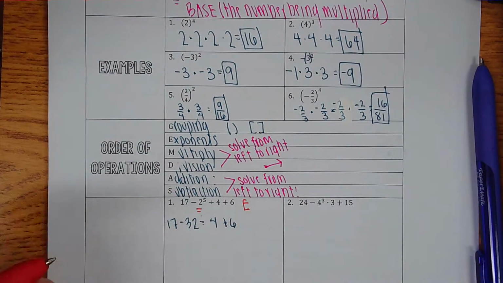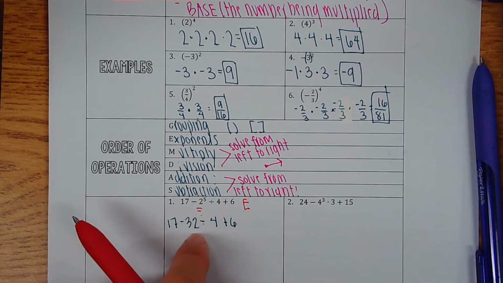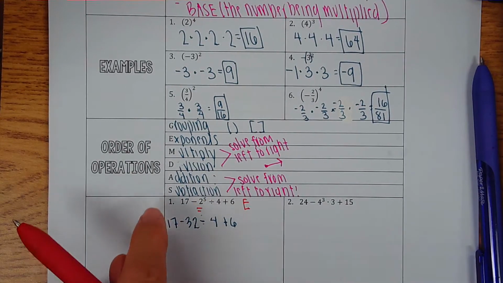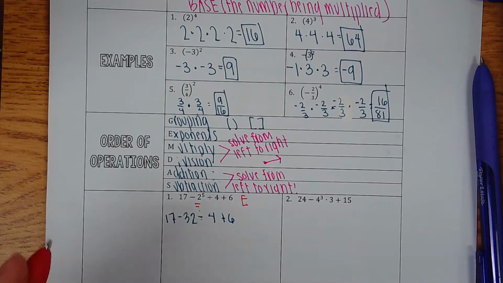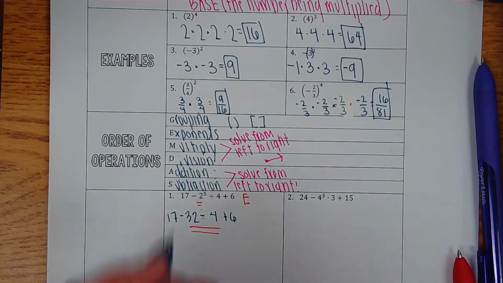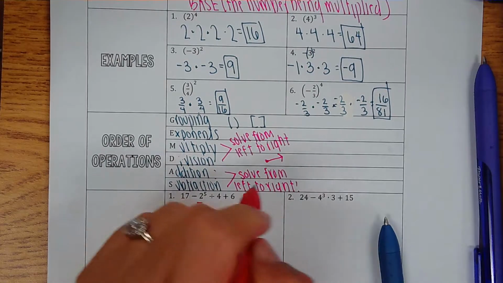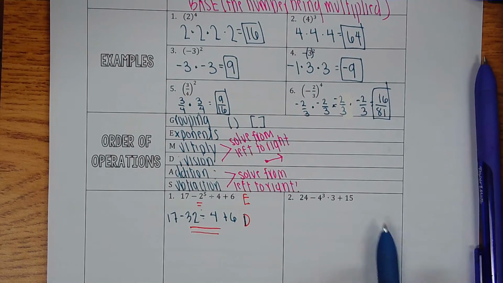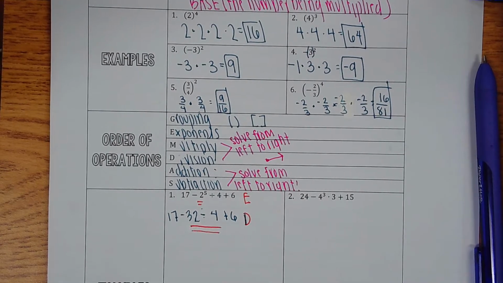Right, so right here, I did my exponents. I did 2 to the 5th, and that's where I got the 32. Next up is either multiplication or division. Well, if I'm working from left to right, the first thing I run into is a division problem. So I'm going to do division next. So I'm going to do 32, negative 32, divided by 4.